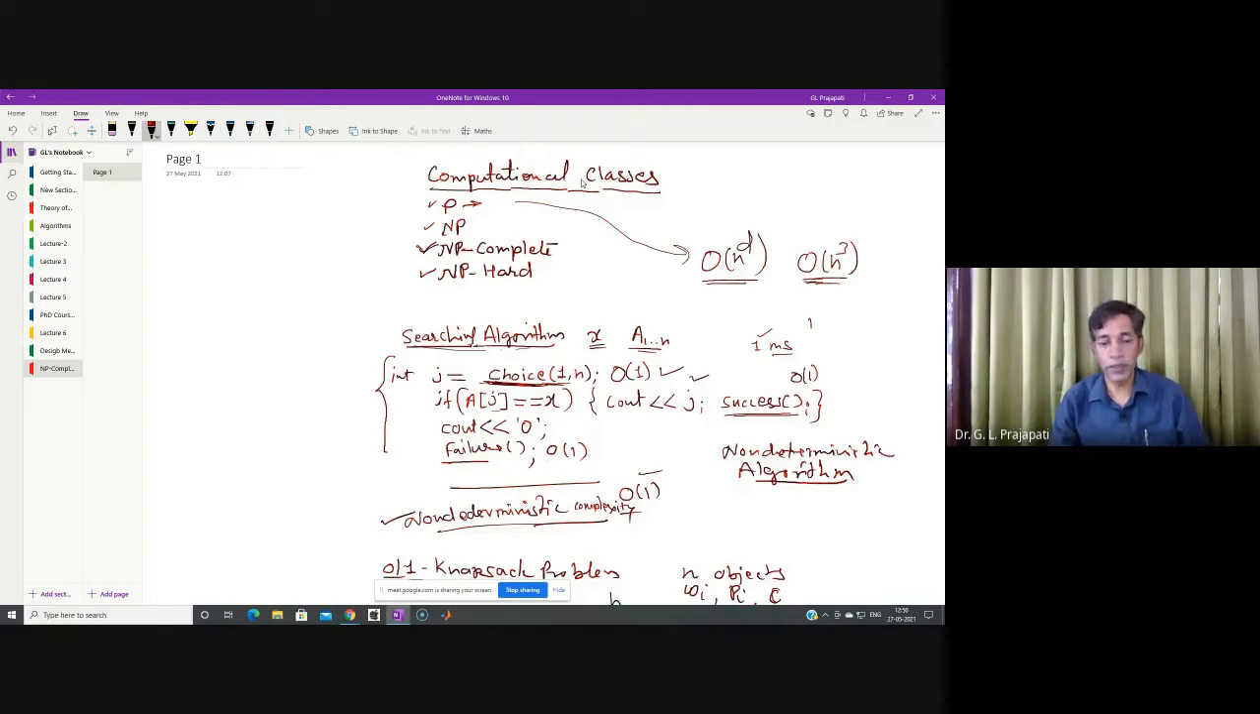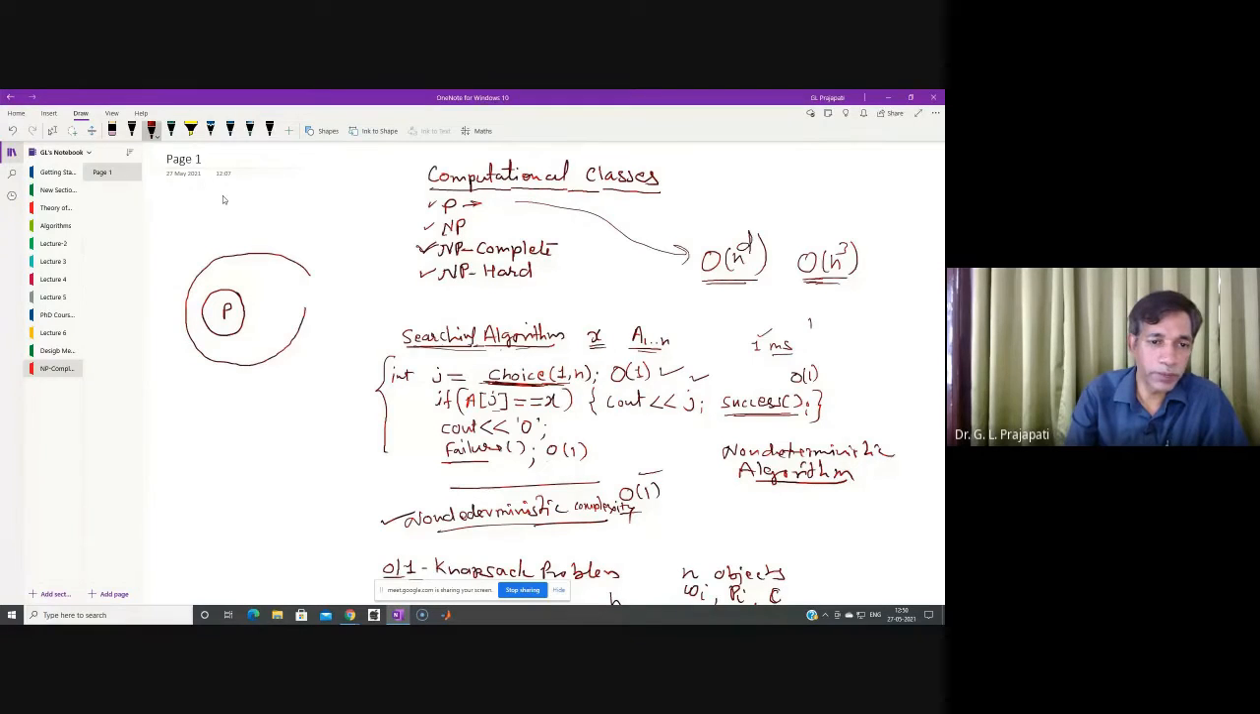So N stands for non-deterministic, P for the polynomial time. So this is the notion of the P and NP. And we have the relationship on the P and NP. So people have believed that we have the class P problems, and we have the NP problems. So people assume that this is the relationship available for the P and NP. So class P problems are the special case of the NP.